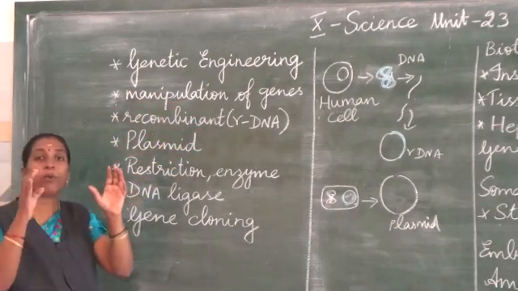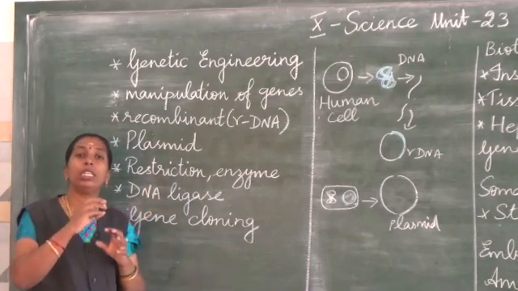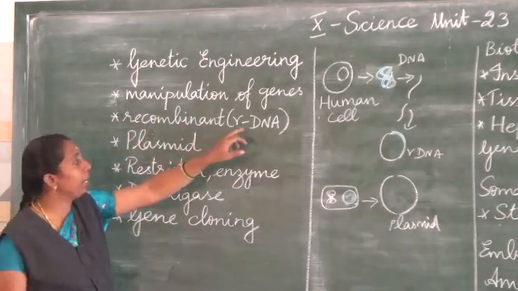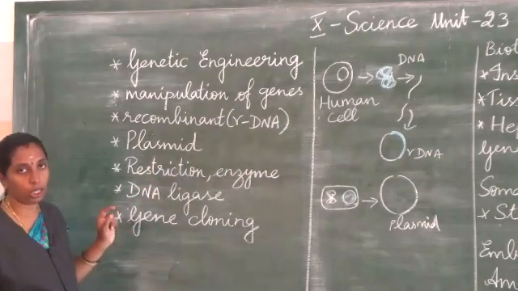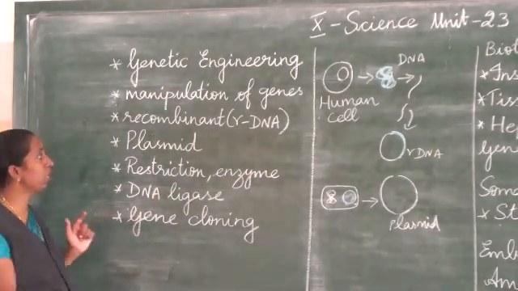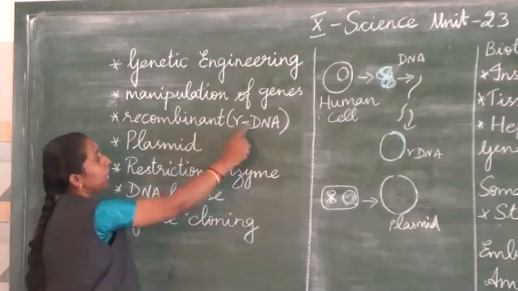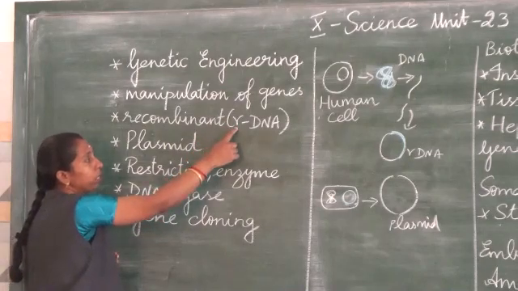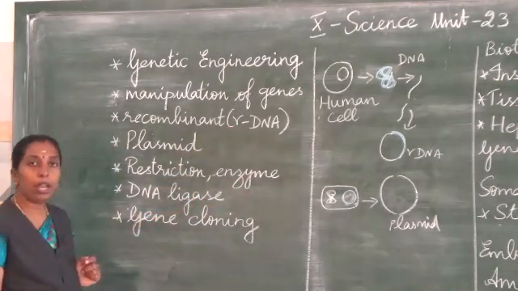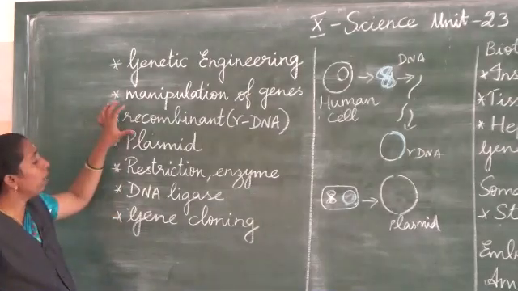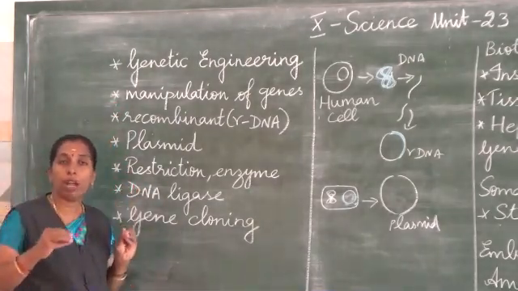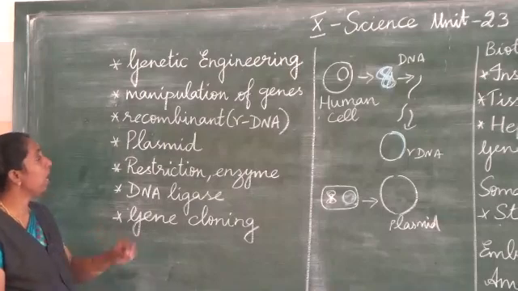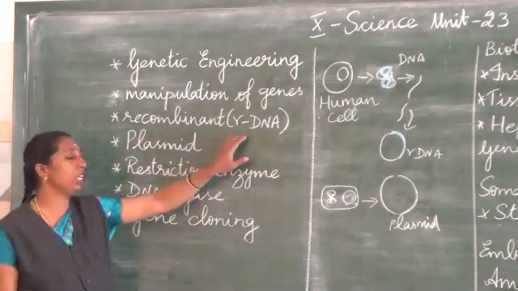Here we can insert genes. Genes from two different organisms can be recombined, and it is called recombinant DNA technology, or rDNA technology. The other name of genetic engineering is recombinant DNA technology. Here you see, in short form, it is given as rDNA. Whatever desired gene we want, we can collect from the organism and combine it, and this is called recombinant DNA technology.